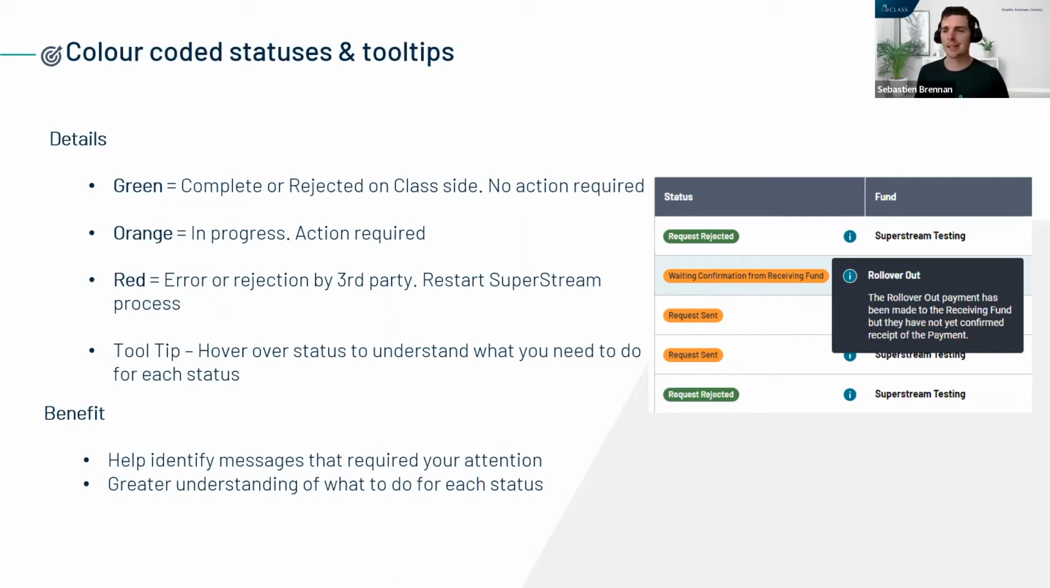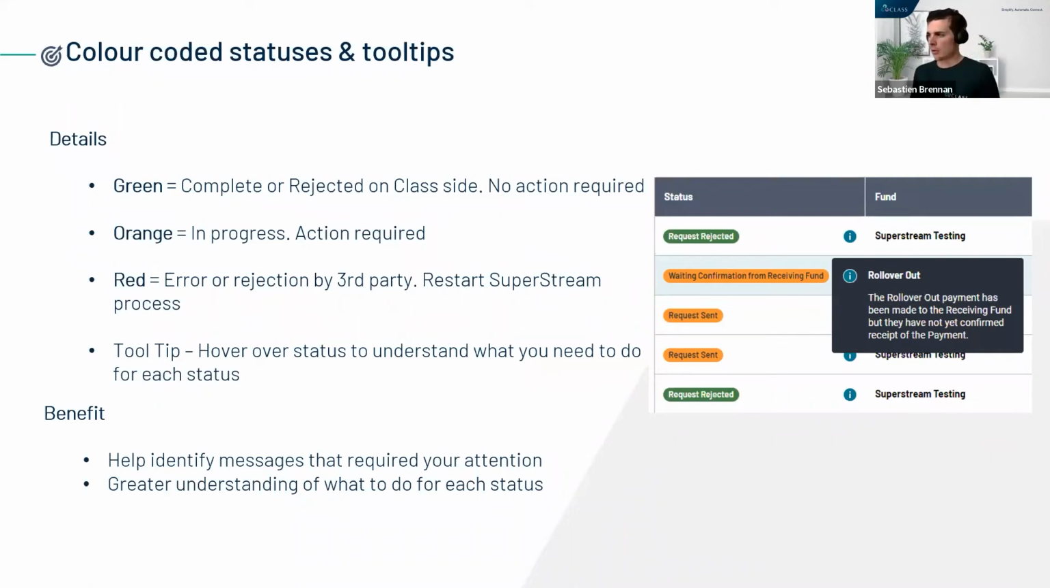And red means that there's a rejection by the third party, so the ATO, the APRA fund, or the other SMSF, or there's an error that's being created on the Class side which you need to address. So red means you need to do something to fix it. And often that'll mean restarting with a new message.